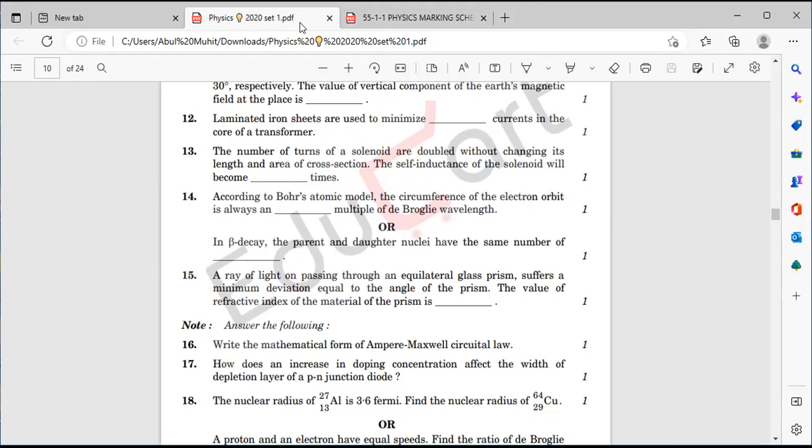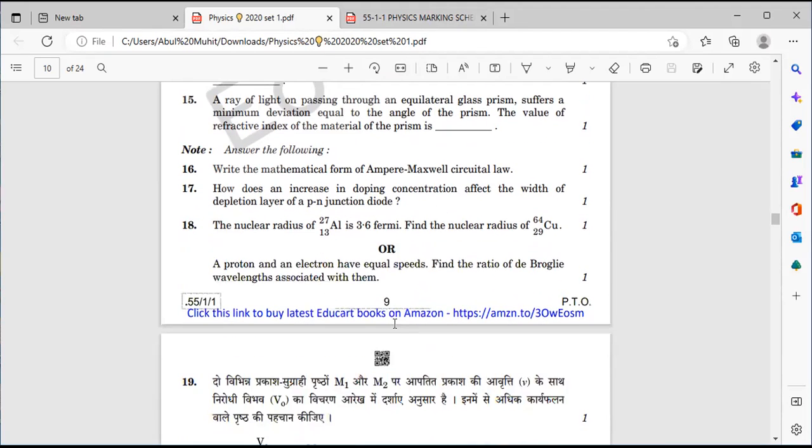15th question is over. 16th now. Write the mathematical form of Ampere-Maxwell circuital law. Closed integral B dot dl is equal to mu 0 IC plus mu 0 ID. I think they deleted this from the portion this time. No, sir, it's there. Ampere circuital law: closed integral B dot dl is equal to mu 0 into I. This is from the fourth chapter.